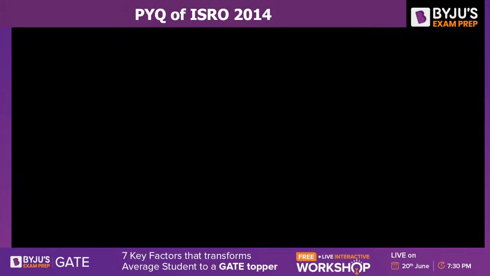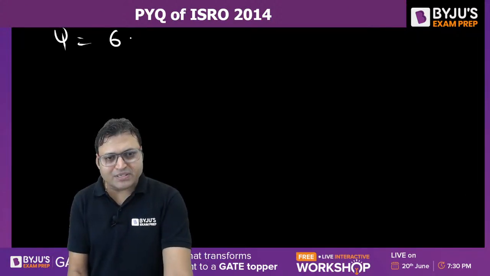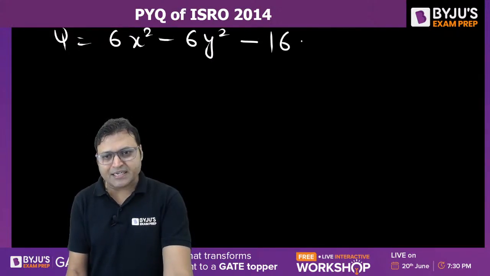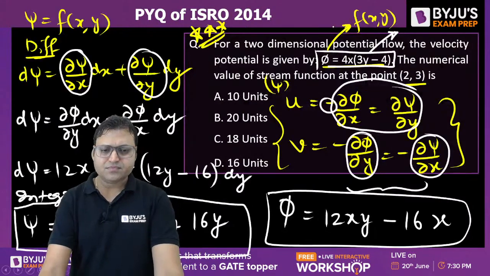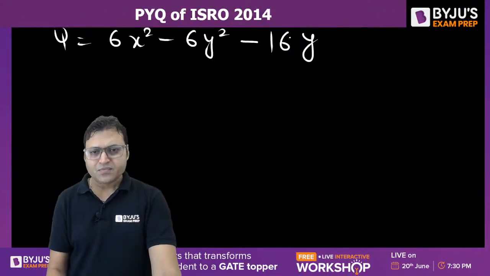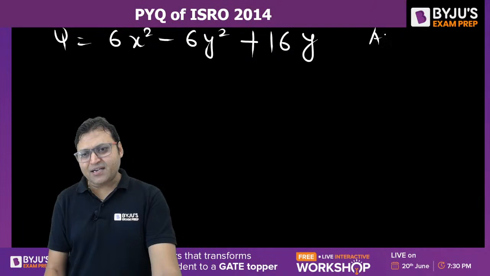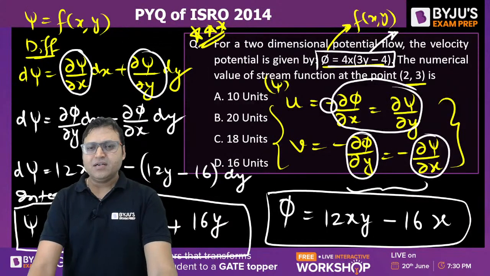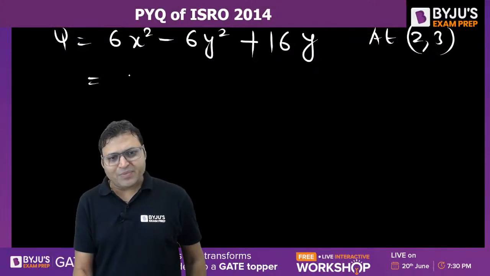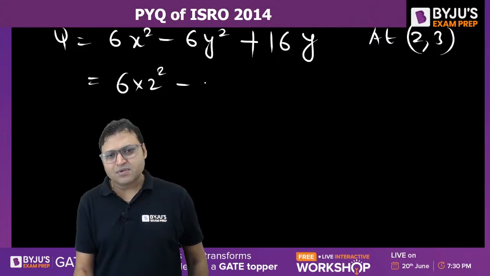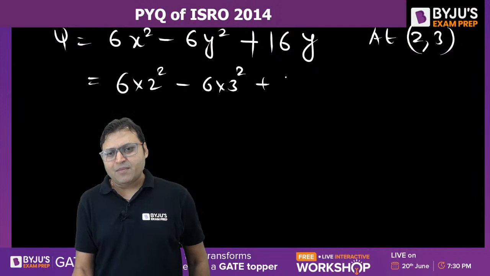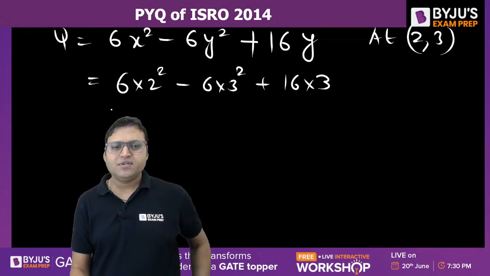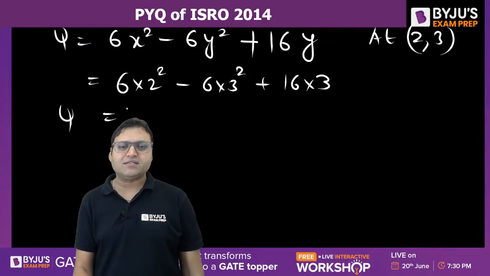So psi is equal to 6x square minus 6y square plus 16y. And at 2,3, if we want to find out the value at 2,3, can we put the values? So it will be 6 into 2 square minus 6 into 3 square plus 16 into 3. What is the final answer?